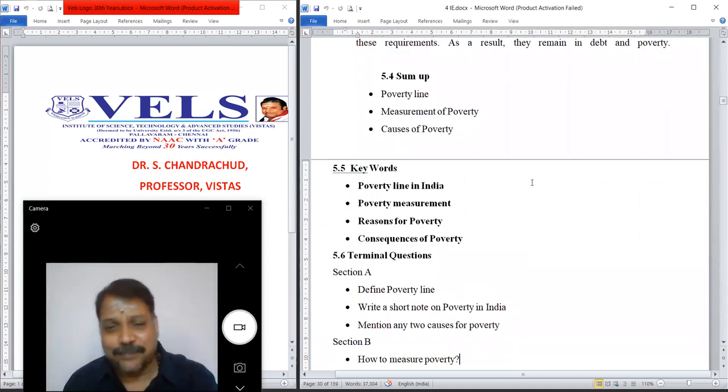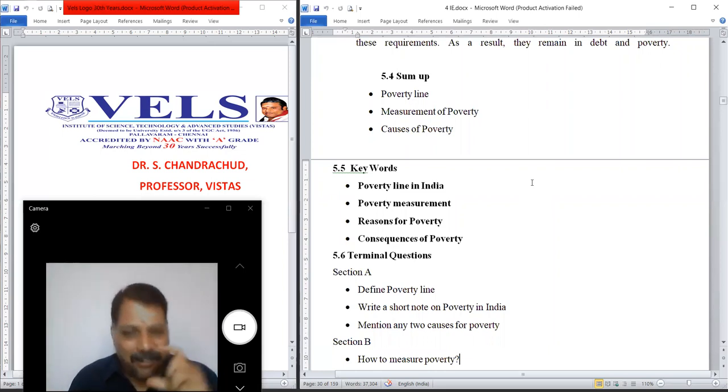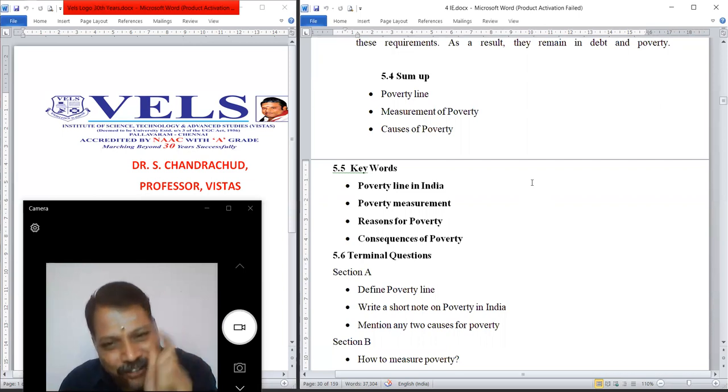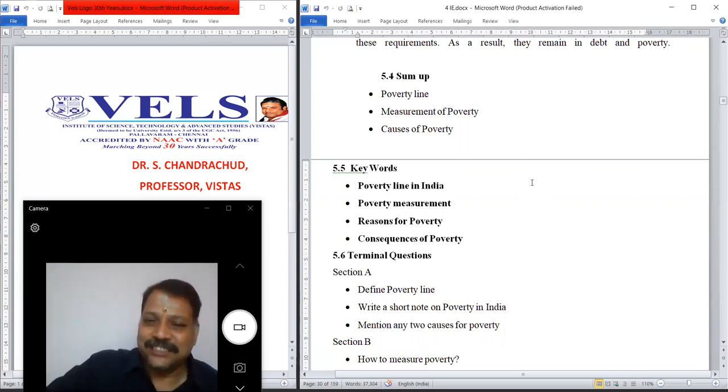And the keywords in this particular unit: we should understand what the poverty line is. That is, poverty line is a keyword. And poverty measurement, the reasons for poverty, and what are all the consequences in persisting the poverty line. So these are all the keywords we should know, because once you are familiar with these keywords, then it is easy to explain in detail about the poverty status in India.